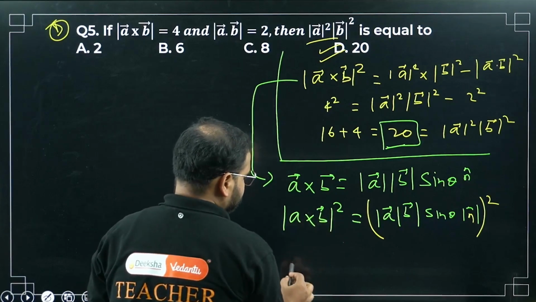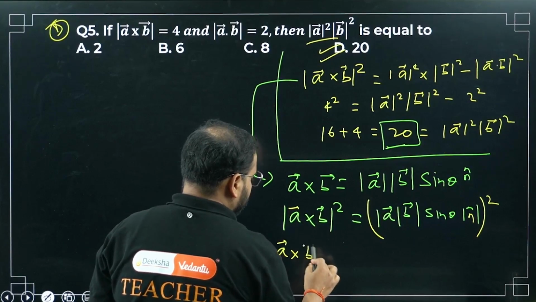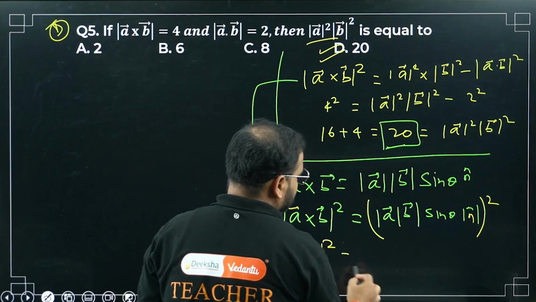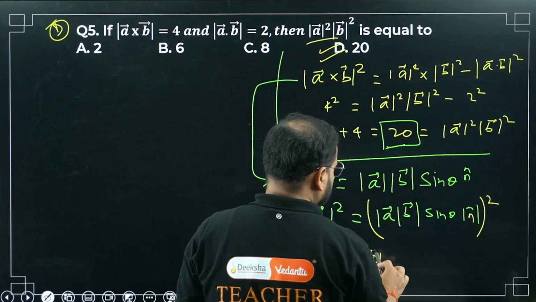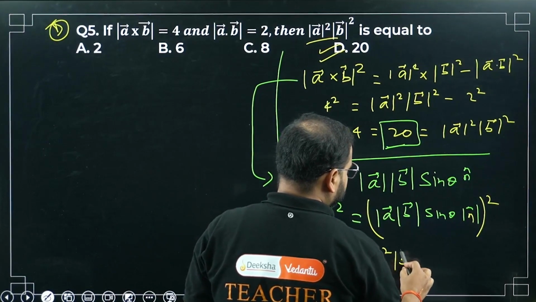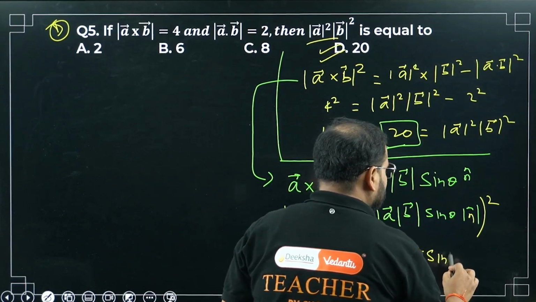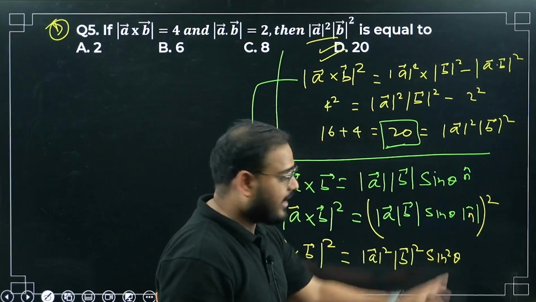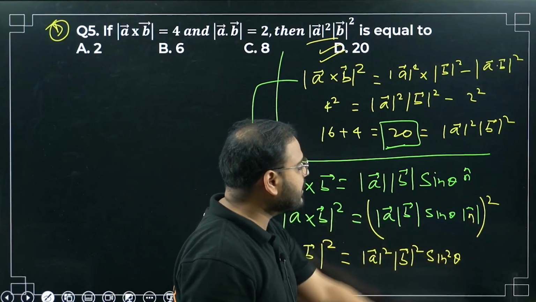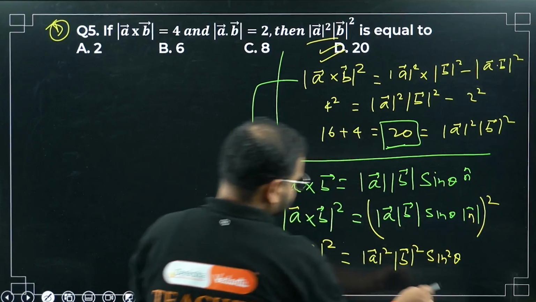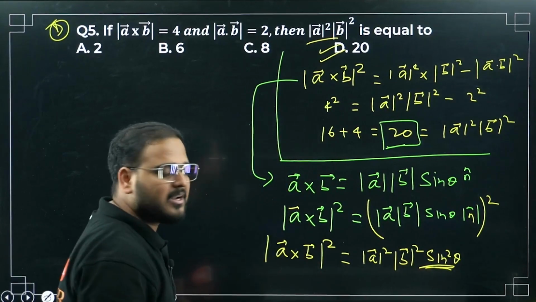Now please check. I can rewrite this as A cross B, whole square. I can take the whole square on each of the terms. Scalar values will remain as they are: A square, vector B magnitude the whole square, sine square theta. What about n cap square? N cap is 1. Why, sir? Because this is a unit vector, right? So 1 square will simply be 1. Now I can write sine square as the identity 1 minus cos square.